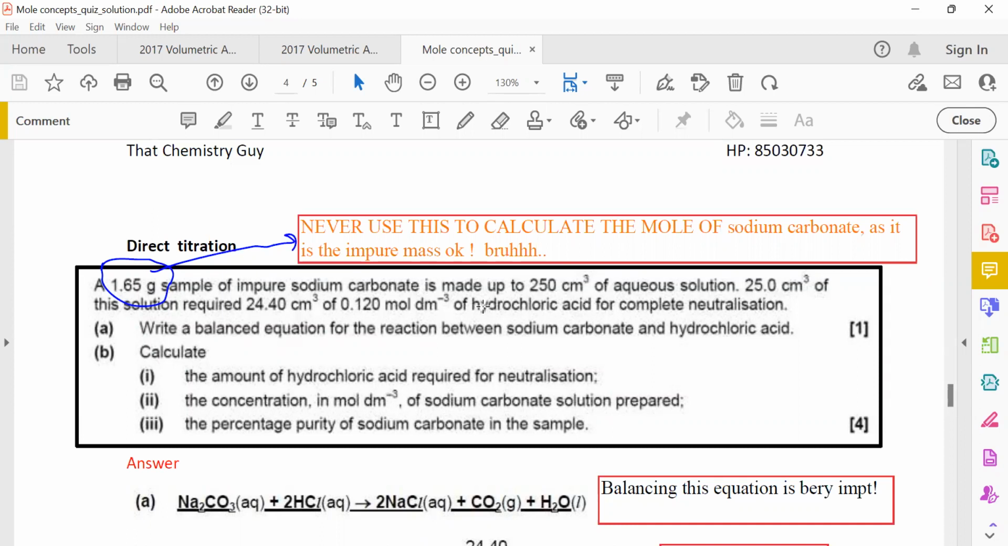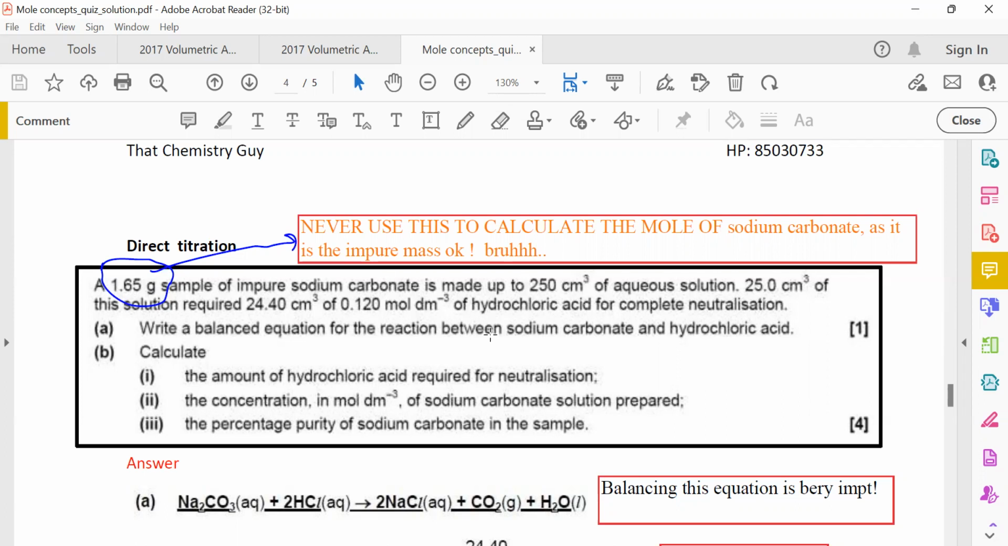But most of the time when you look at students' test papers, students take 1.65 and divide by the MR of sodium carbonate, and they start the story with this, and everything will be wrong. Because you must understand that sometimes the question mentions that it's impure. Some poor questions don't even tell you it's impure, and I feel that's unfair. But in this case, they did mention that this is impure. You are not allowed to use this mass to calculate the number of moles of sodium carbonate.